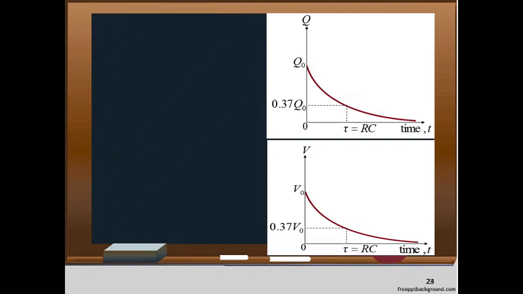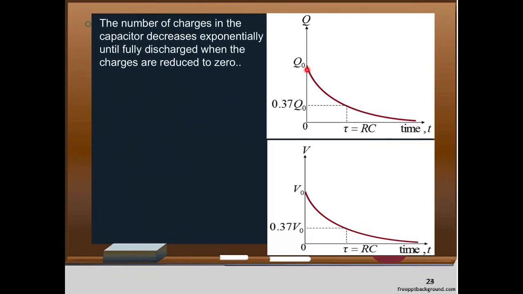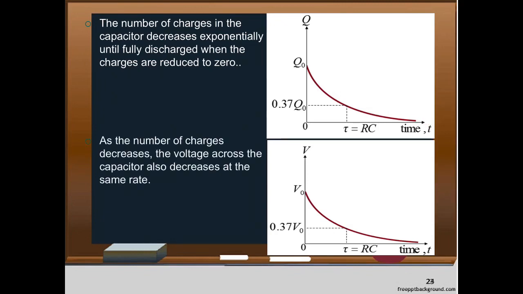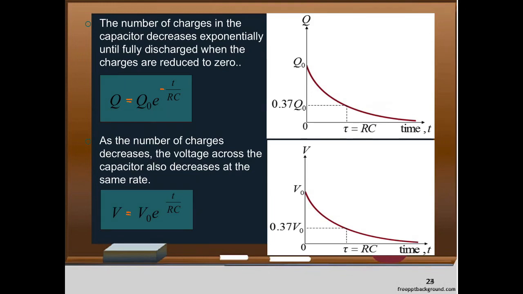And then from these graphs, we can see that the number of charges in the capacitor will decrease exponentially until fully discharged, when the charges are reduced to zero. And as the number of charges decreases, the voltage across the capacitor will also decrease at the same rate. So we can write it in this form of equation. Q is equal to Q0 exponential negative t over RC, in which Q0 is the maximum charge and Q is the instantaneous charge at a particular time t. We have V is equal to V0 exponential negative t over RC, in which V0 is the maximum voltage and V is the instantaneous voltage at a particular time t.